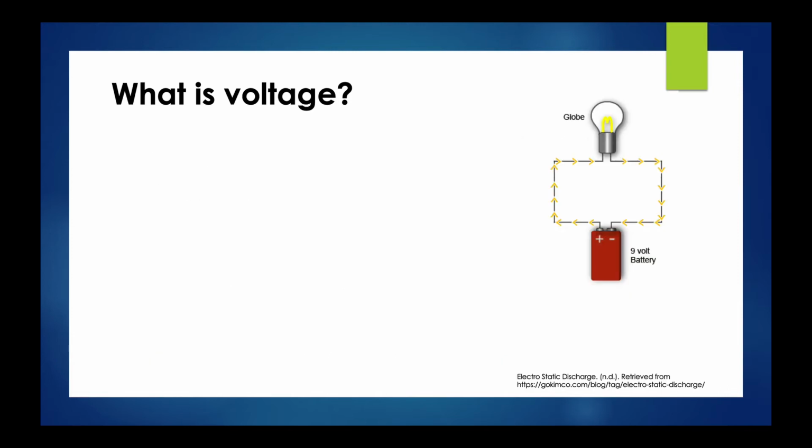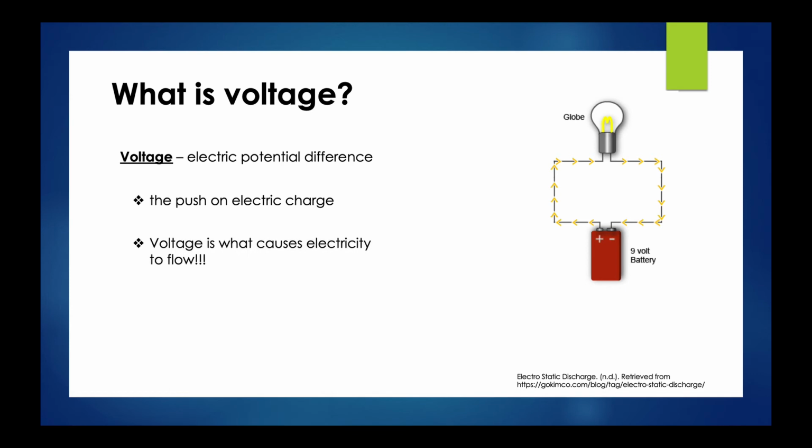Well, what is voltage? As we can see from the picture, the voltage is provided by the battery. Voltage, by definition, is electric potential difference. But that's not a very helpful definition. I like to say that voltage is a push on electric charge. Voltage is what actually causes electricity to flow.